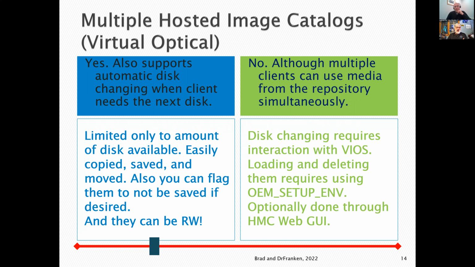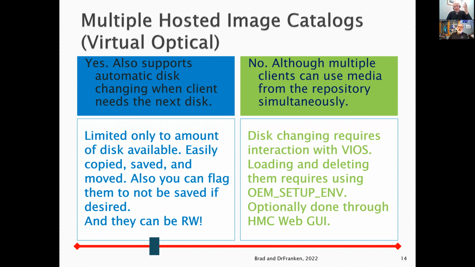They're also easily copied, saved and moved, and you can even say, please don't save them because I have multiple copies of this, so you could save I/O time. But a really important thing about the way IBM i handles this is if I have an image catalog with seven images in it, when the client is reading the first image and needs the second one, it automatically switches and ratchets through, so I can install from it or restore from it and not have to worry about that.